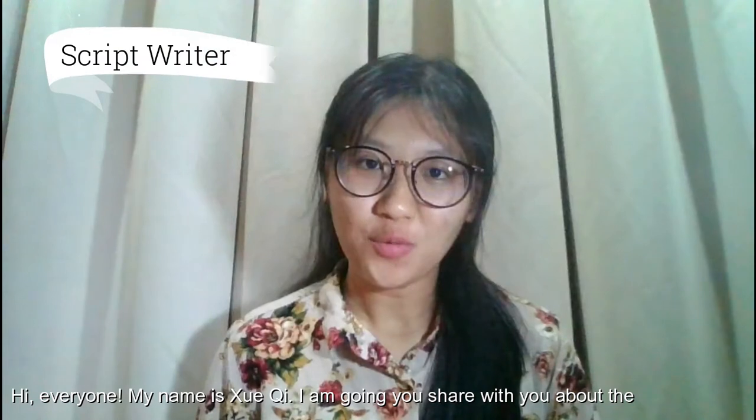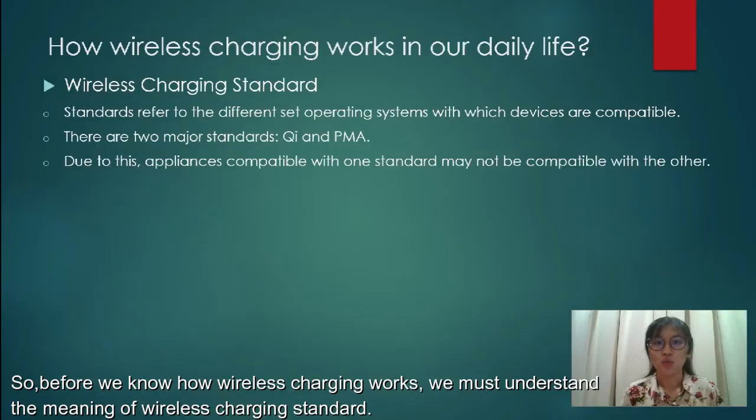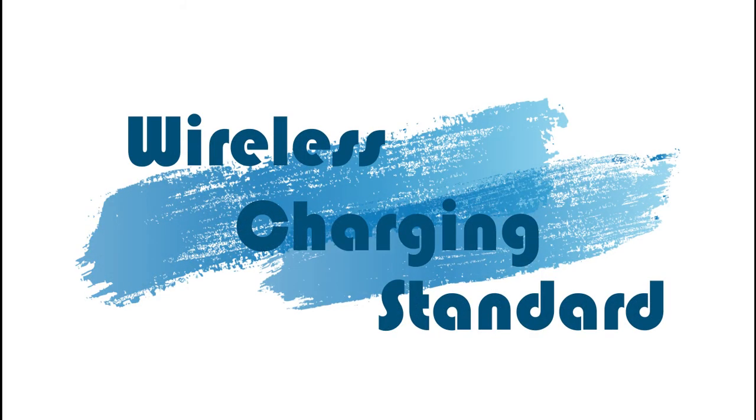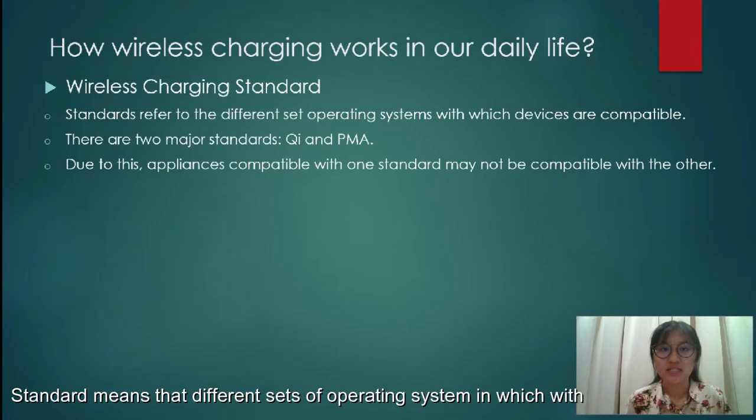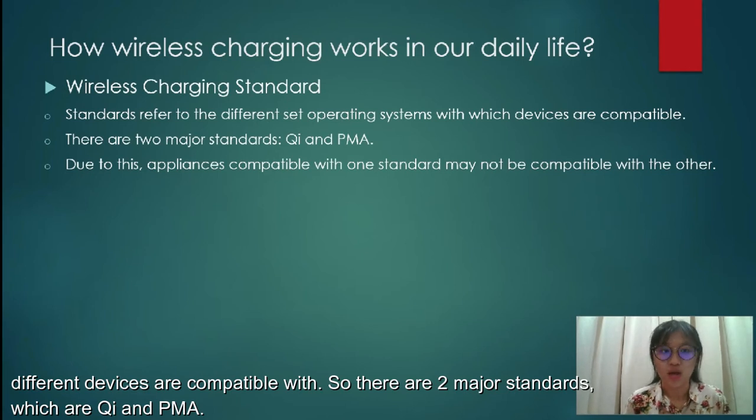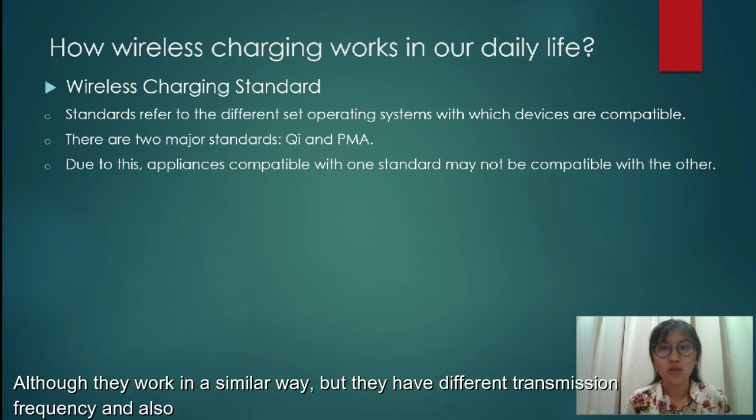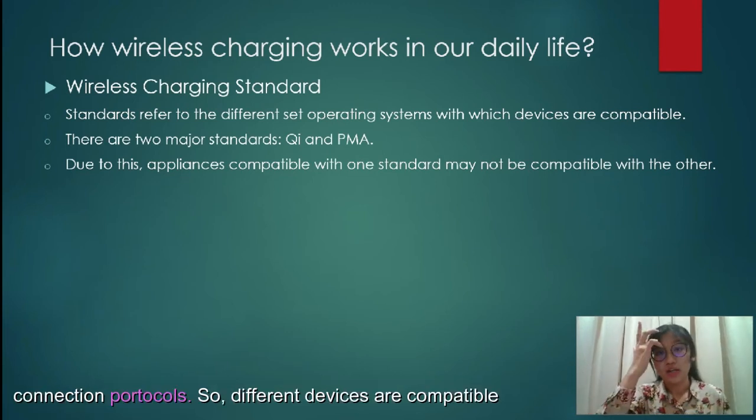I'm going to share with you about the applications of wireless power transmission. Before we know how wireless charging works, we must understand the meaning of wireless charging standards. A standard means that a different set of operating systems with which different devices are compatible. There are two major standards, which are Qi and PMA. Although they work in a similar way, they have different transmission frequencies and also connection protocols.